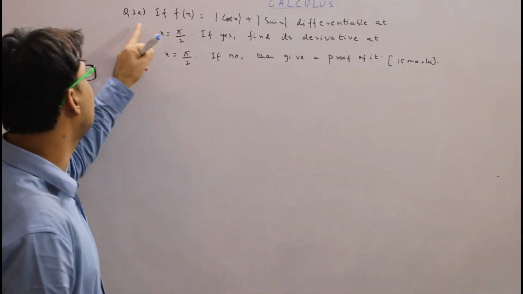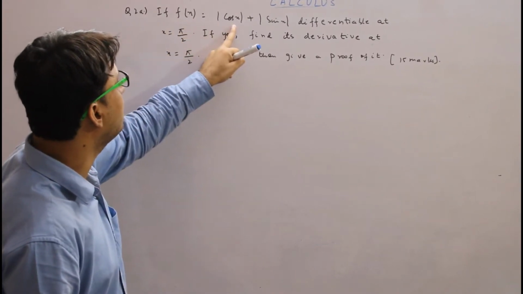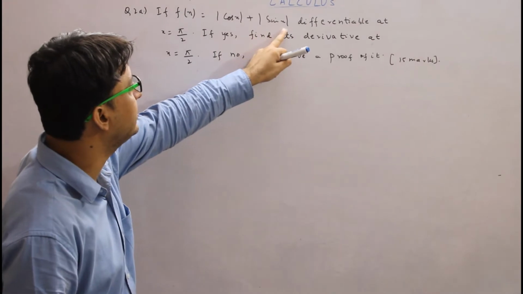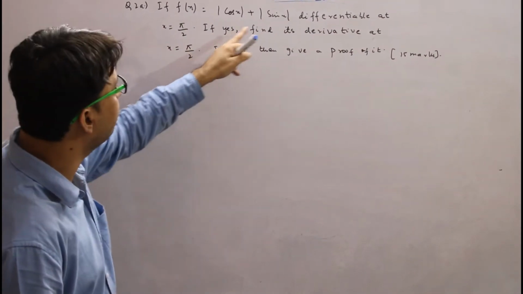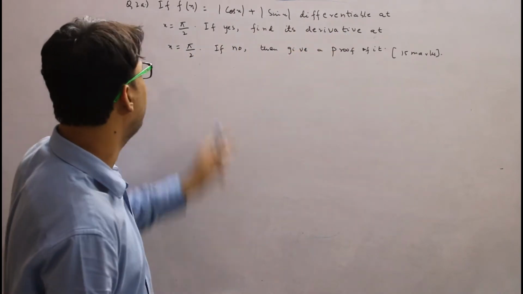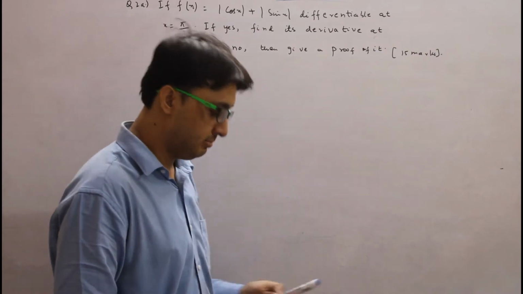This is question number 2a. Is f(x) = |cos x| + |sin x| differentiable at x = pi/2? If yes, then find its derivative at x = pi/2. If no, then give a proof of it. This is asked for 15 marks.